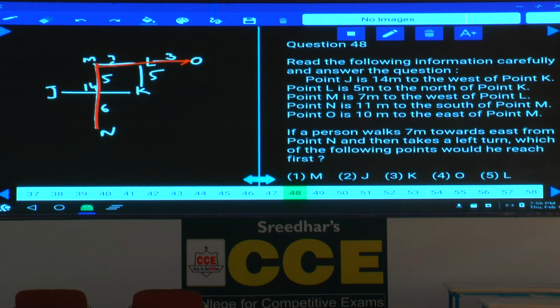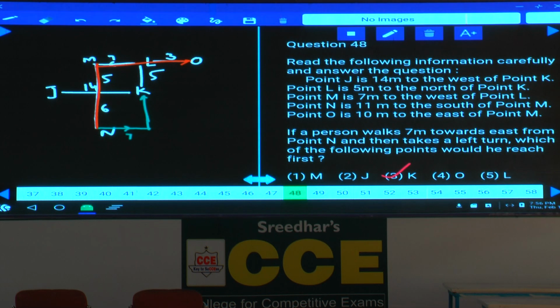Then 48. If a person walks 7 meters to the east from point N, from point N this person has travelled how many meters? 7 meters. Now this person has travelled 7 meters to the east of N, and then takes a left turn. Which of the following points would he reach first? First point he will reach is K, that is choice 3.